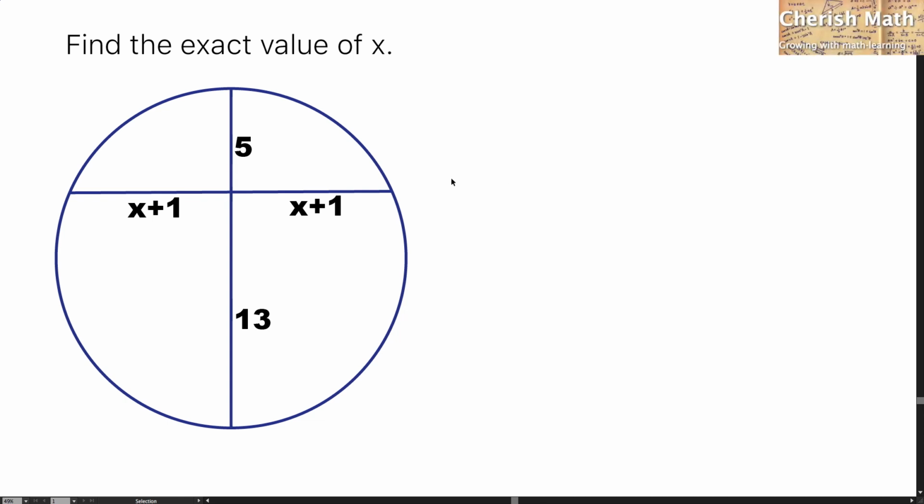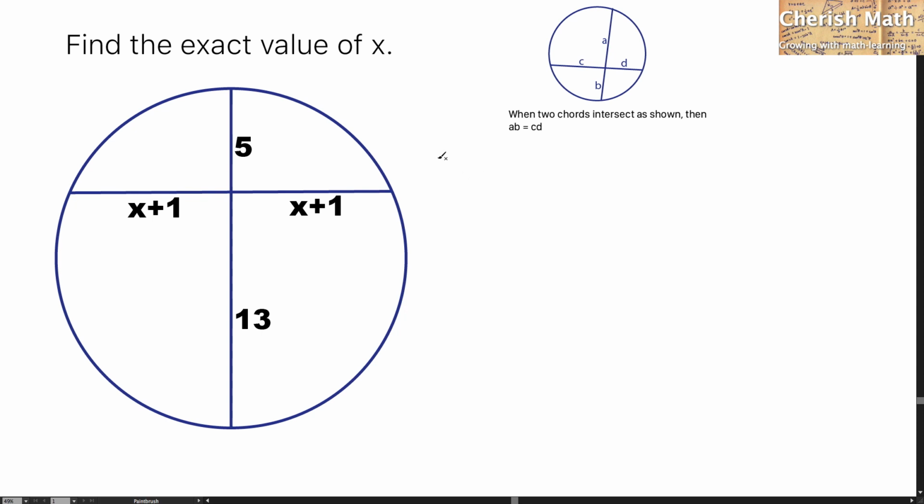This is the problem here. Find the exact value of x based on this diagram with a circle and two chords intersecting each other. Before I start solving the problem, this is the theorem that I'm going to use. It states that when two chords intersect as shown, then A times B equals C times D.